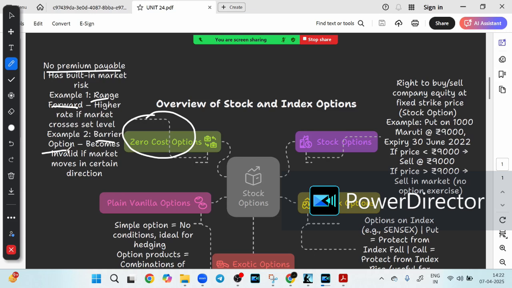Now friends, let's move to the world of interest rate swaps. Ever heard of swapping interest rates without exchanging actual money? That is exactly what an interest rate swap is. It is a smart way to manage borrowing cost. So first of all, look at the definition.